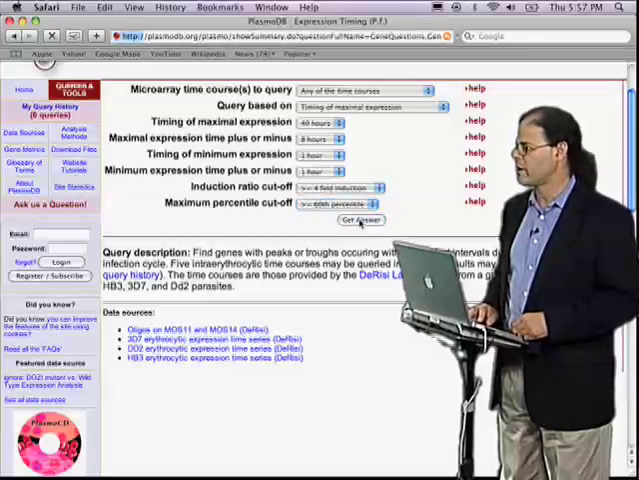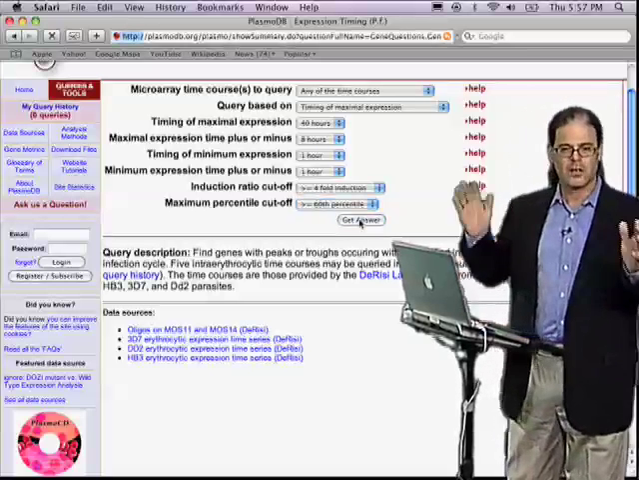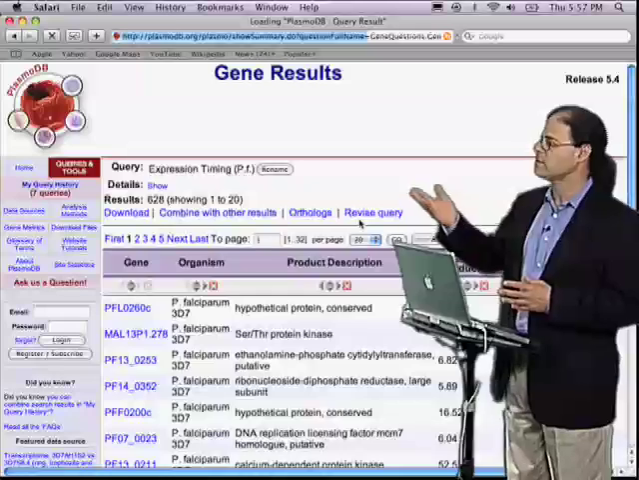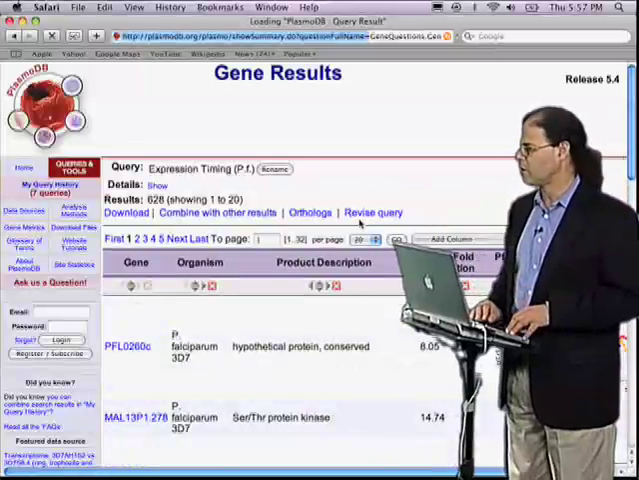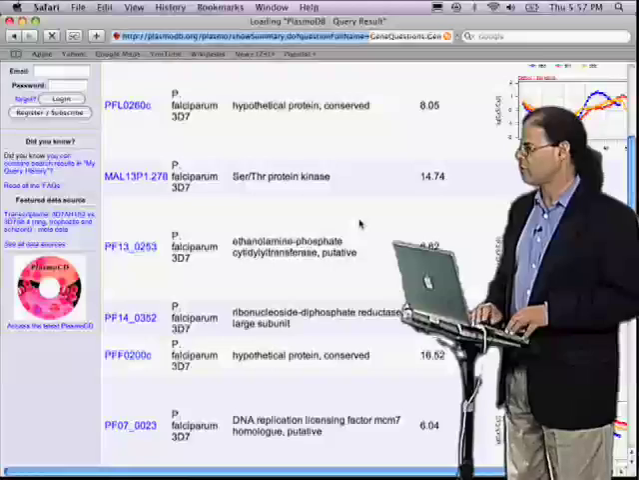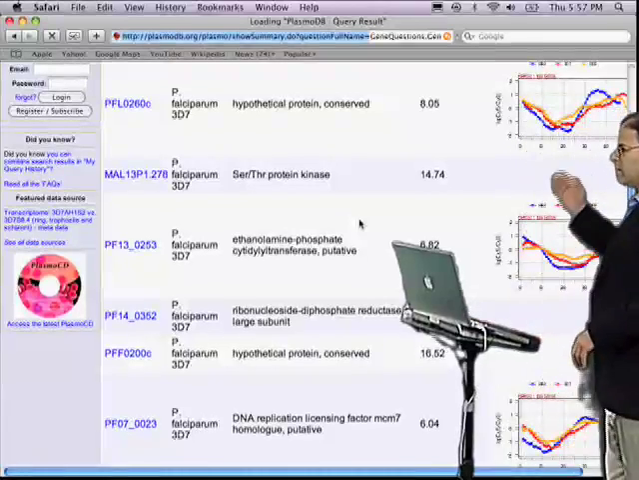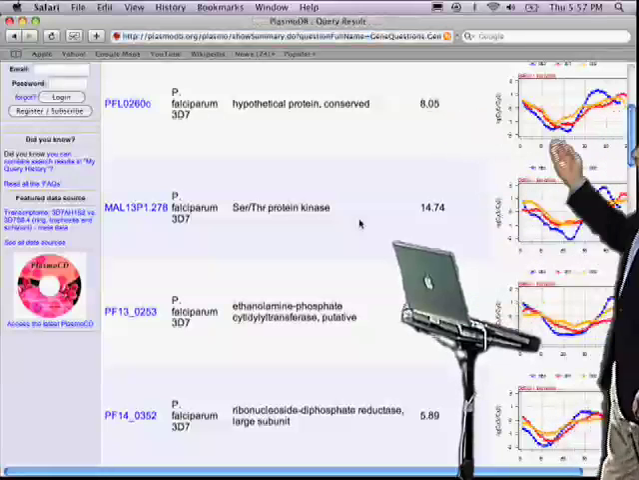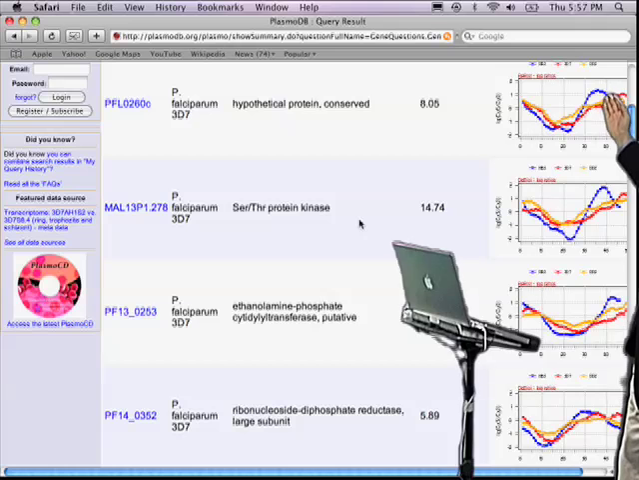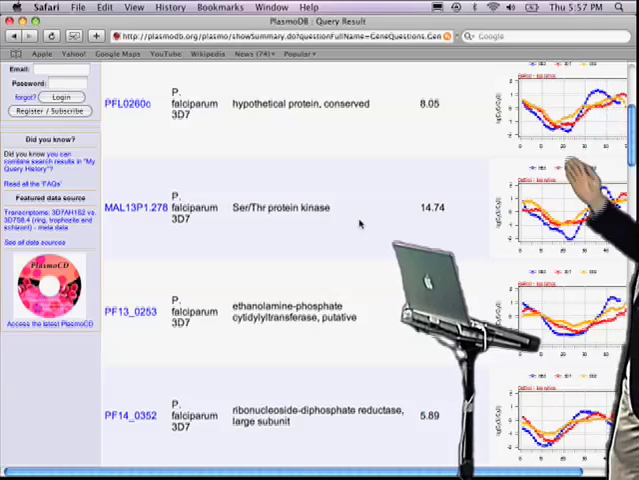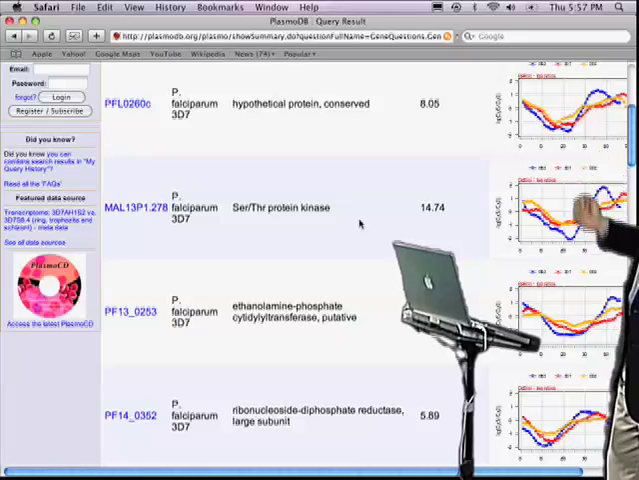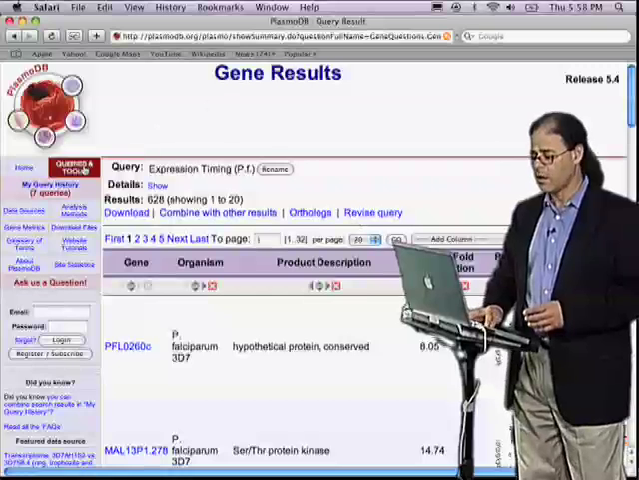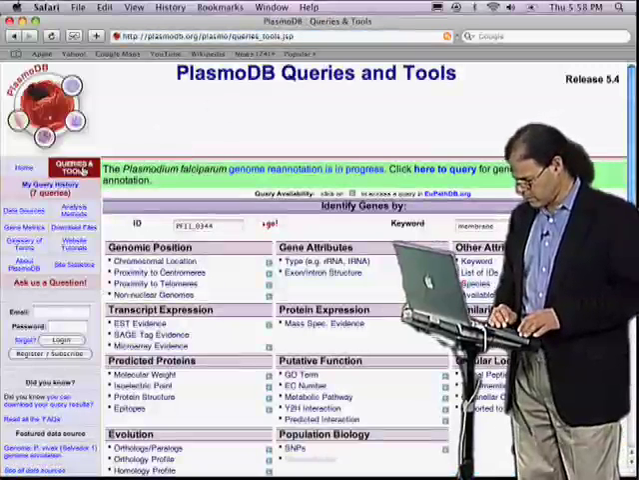And now we'll run this query and presumably return hundreds of genes that fulfill those criteria. 600 genes in this particular question, and we can see the actual expression profile. This hypothetical protein shows indeed the pattern that we expect, maximally expressed towards the end of the erythrocytic life cycle in all three of these strains, symbolized by the red, blue, and yellow curves. All right. Are there other questions that we might want to address?